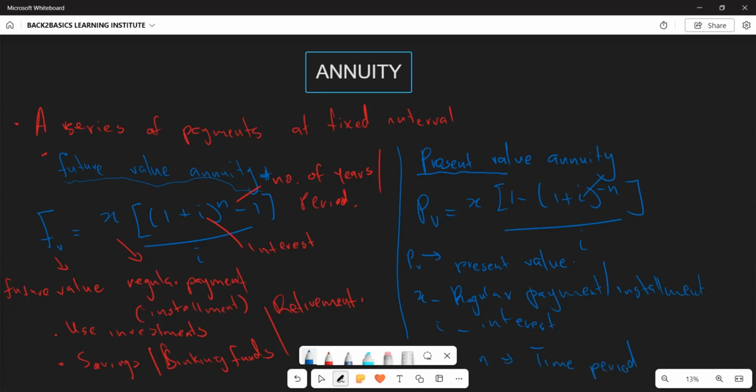Now, usually, as I've already said, this is usually used in what? This is usually used in bonds. Let's say you want to purchase bonds. Let's say now you also want to do some loans, right? You want to do loans for specific purposes. Let's say you want to start a business or anything of that sort, right? So these are going to be the two different formulas that we are going to be working with.